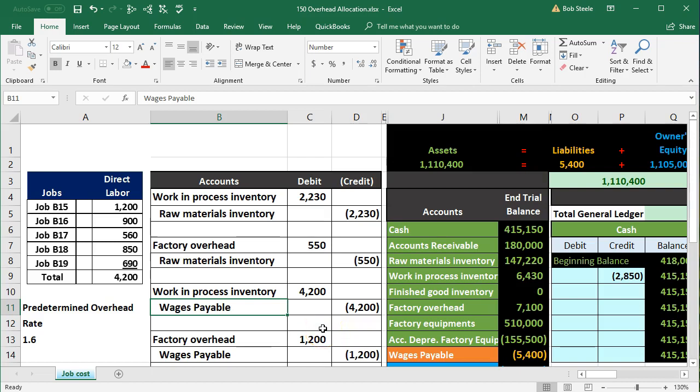In this presentation, we will enter a journal entry to allocate the factory overhead to work in process, to allocate the factory overhead to jobs within the job cost system.